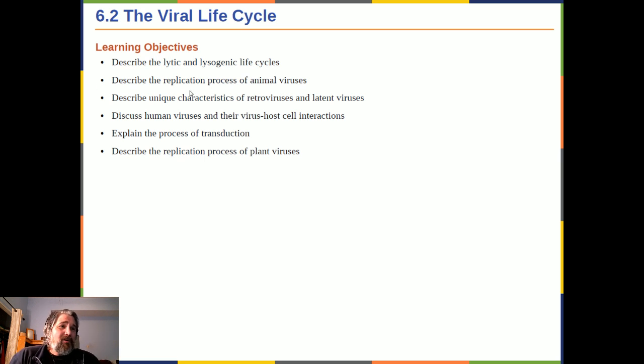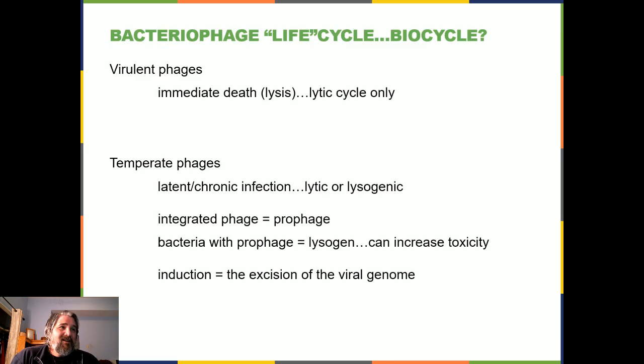All right, so you're also going to be able to describe the replication process of animal viruses, unique characteristics of retroviruses and latent viruses, human viruses and their virus host cell interactions, explain transduction, and describe the replication process of plant viruses. I put a lot of that in here. Anyway, some basic terminology.